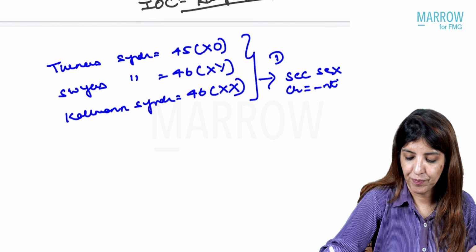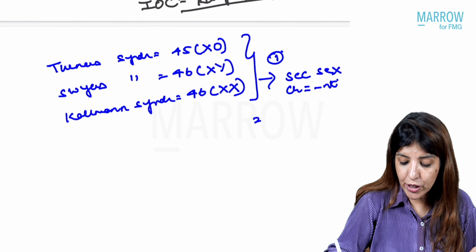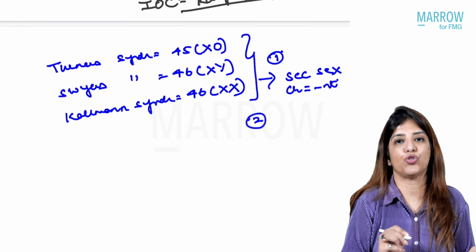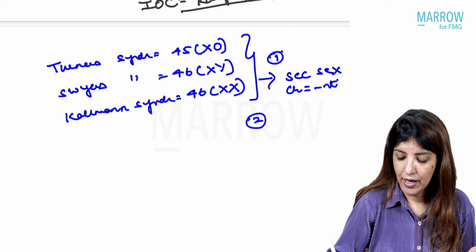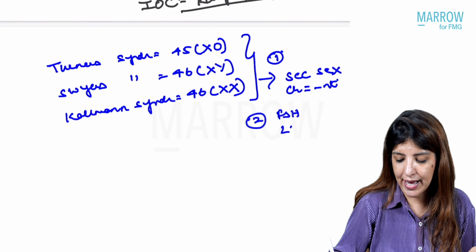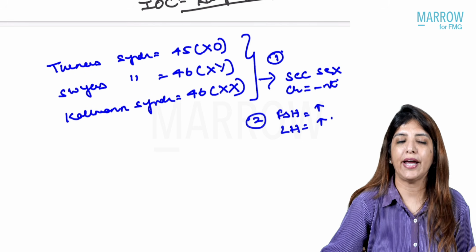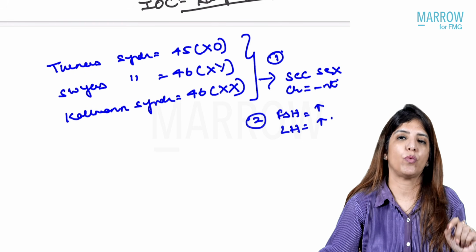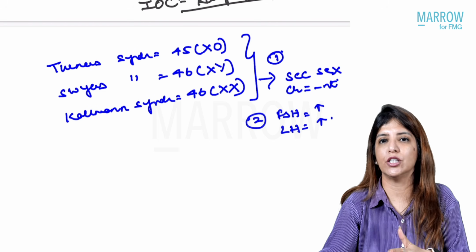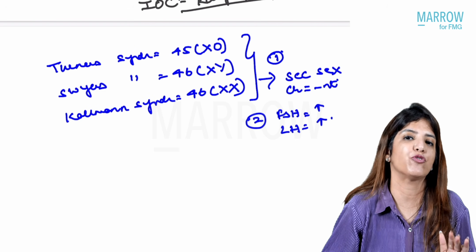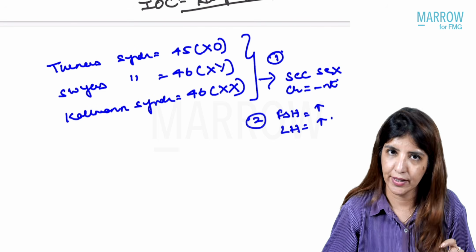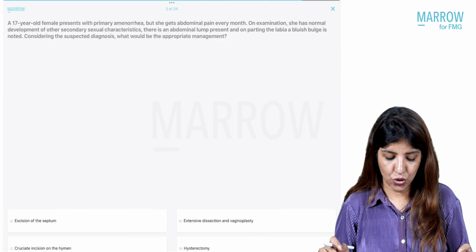Number one, right? Number two, in all these three cases, FSH levels and LH levels will be high, right? So that is why this question is not of Turner's syndrome. It is not of Swyer's syndrome. Clear to all of you? So let's go to the next question.